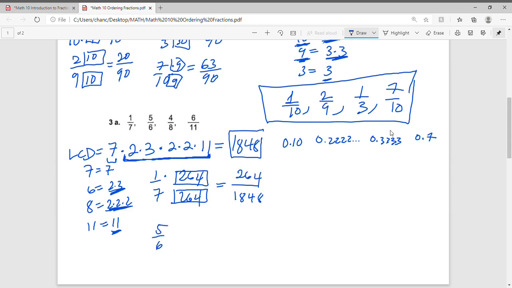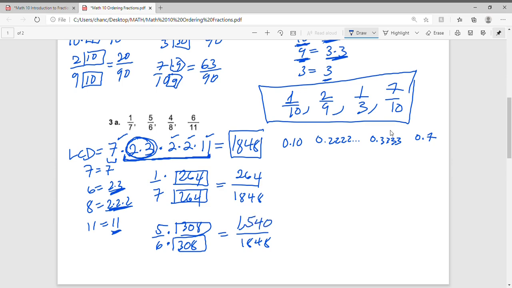Let's look at 5 over 6. What do I need to multiply the top and bottom by to get a denominator of 1,848? Now you could look at 6, and 6 is right here. So we need a 7 times 2 times 2 times 11, and I can use a calculator to figure out what that is. 7 times 2 times 2 times 11 gives me 308. So we have 308 on the bottom, and I can multiply that with 5. 308 on the top times 5 is 1,540.